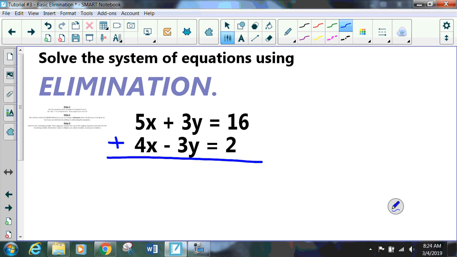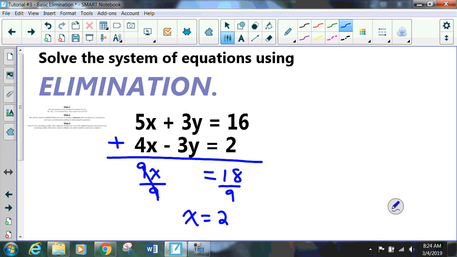5x plus 4x is 9x. 3y plus negative 3y. If I put in my calculator 3 plus a negative 3, what would I get? I get 0. Another way to look at this is 3y minus 3y. It's gone. I'm not going to put 0y, I'm just going to leave it blank. I'm going to bring down my equal. And then 16 plus 2 is 18. Then I'm going to go ahead and divide both sides by 9, and I'm going to get x equals 2.